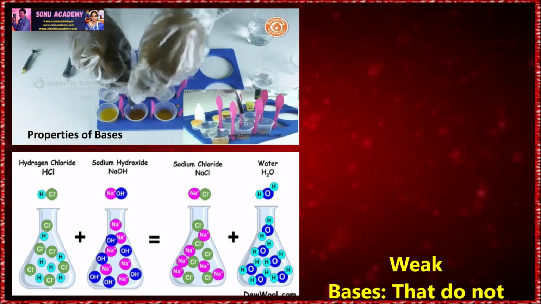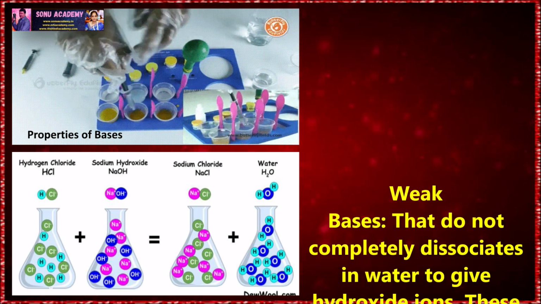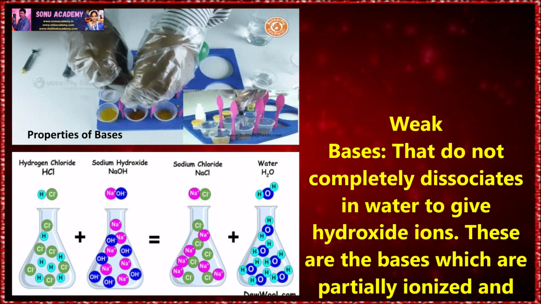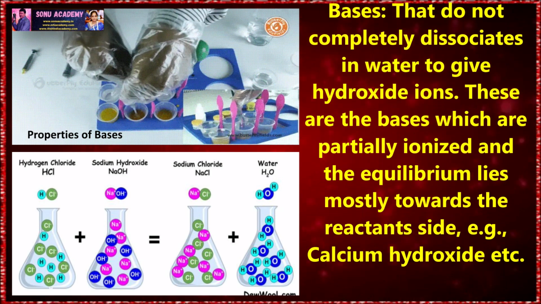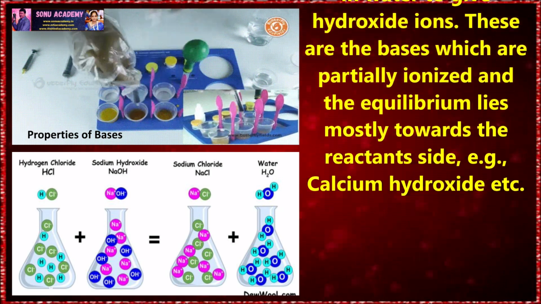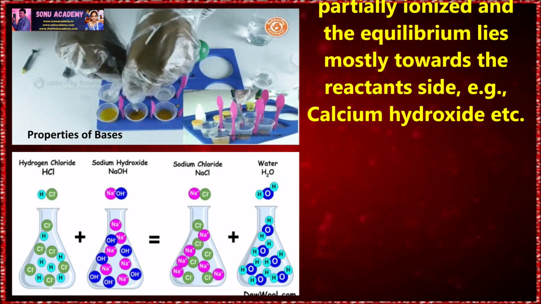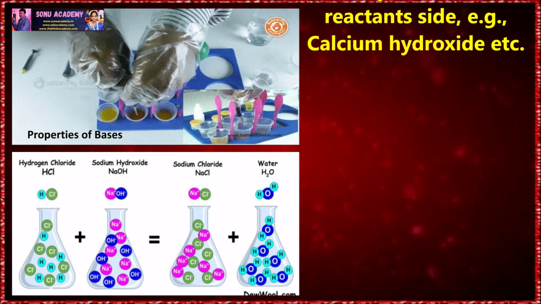Weak bases do not completely dissociate in water to give hydroxide ions. These are the bases which are partially ionized, and the equilibrium lies mostly towards the reactant side. Example, calcium hydroxide.